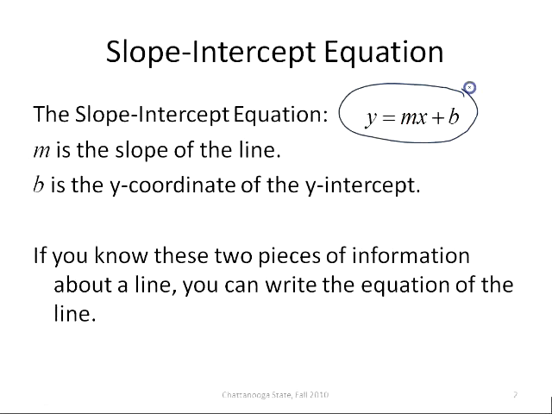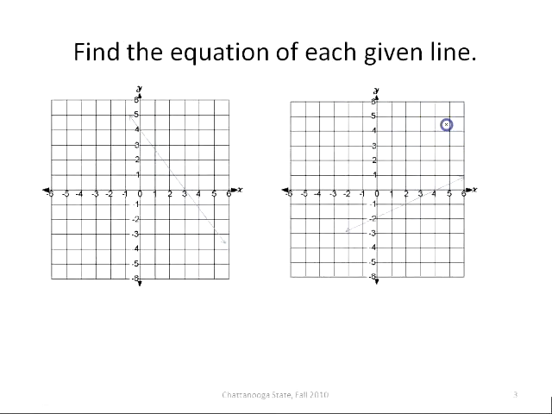We call it that because the m in this equation represents the slope of the line, and the b in this equation represents the y-coordinate of the y-intercept. Those two are numbers, and the x and the y are the variables in the problem. If you know those two pieces of information, then you can write the equation of a line.